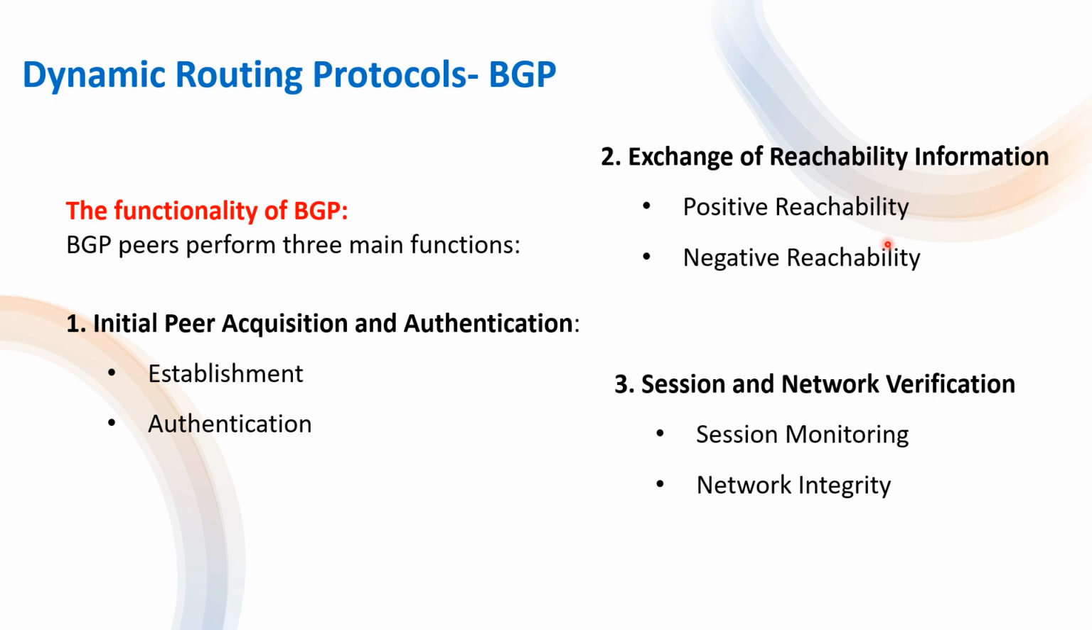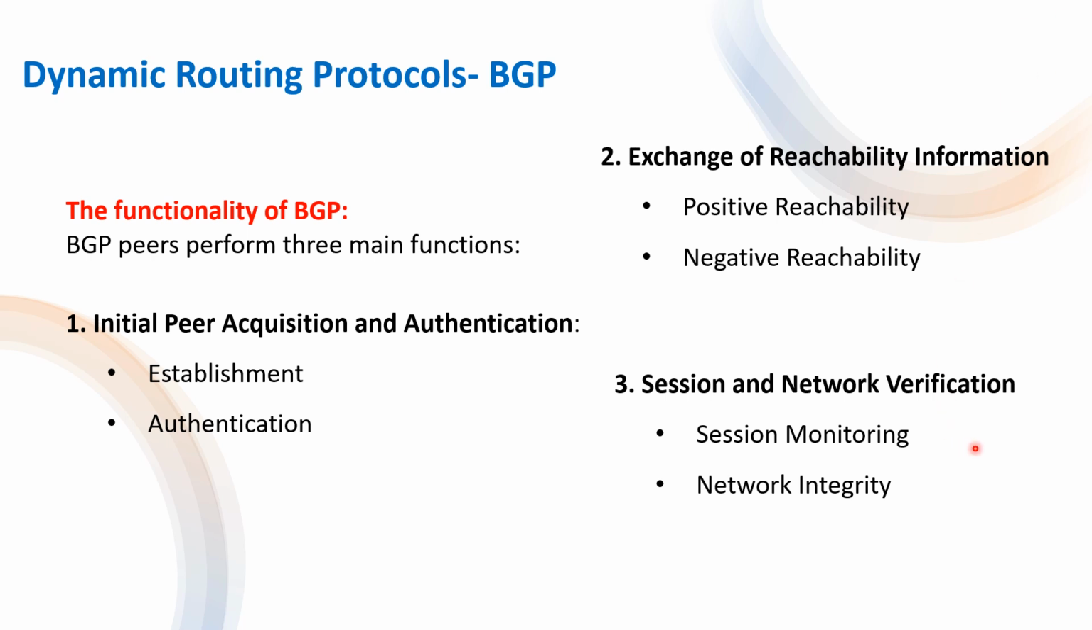Peers share information about available routes and network paths. This includes updates on new routes that can be used to reach various destinations. Negative reachability: peers also communicate about route withdrawals or failures, informing each other about routes that are no longer available or valid.